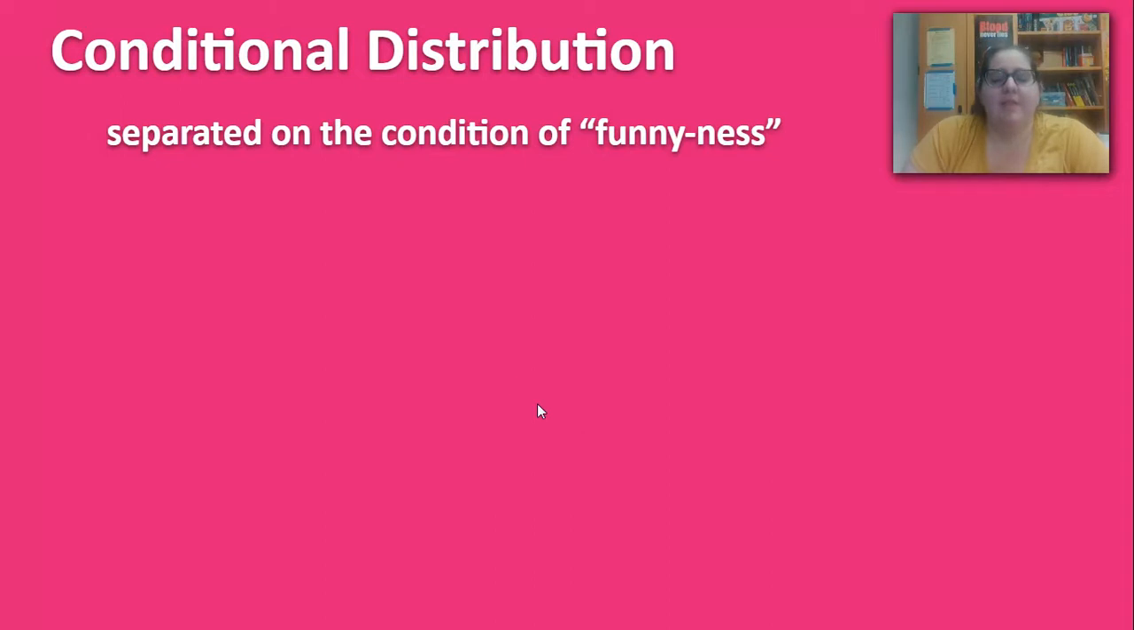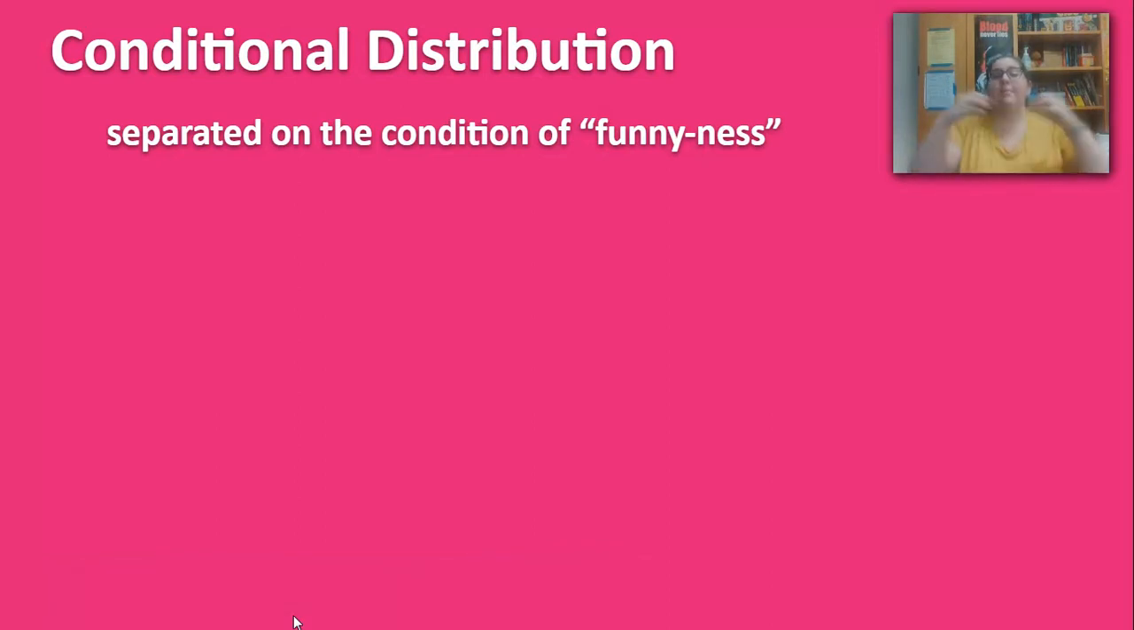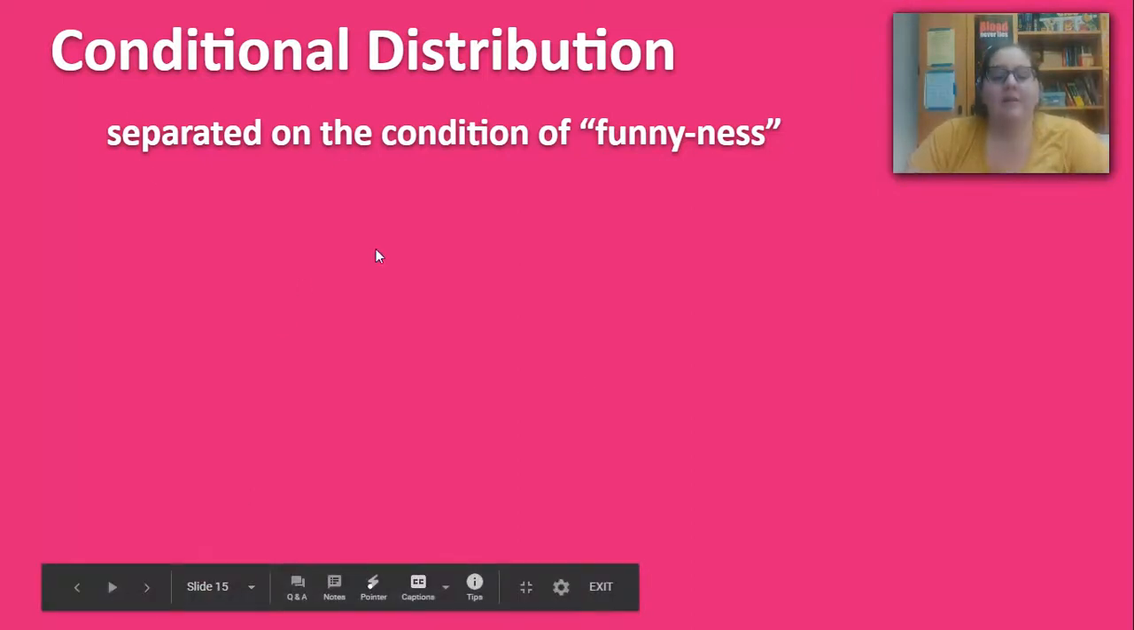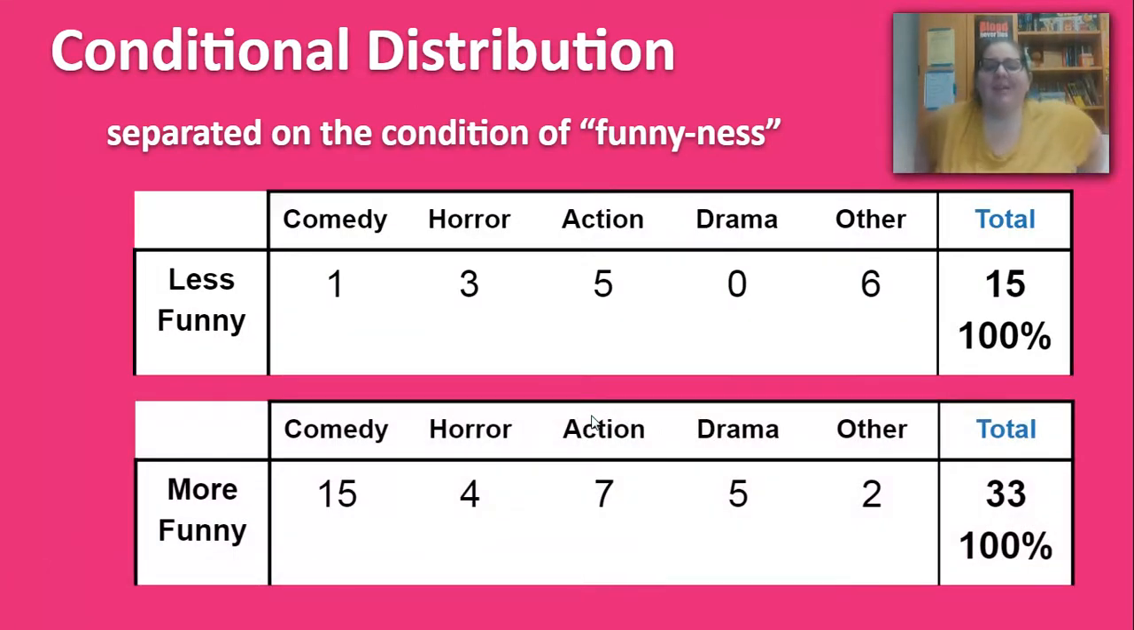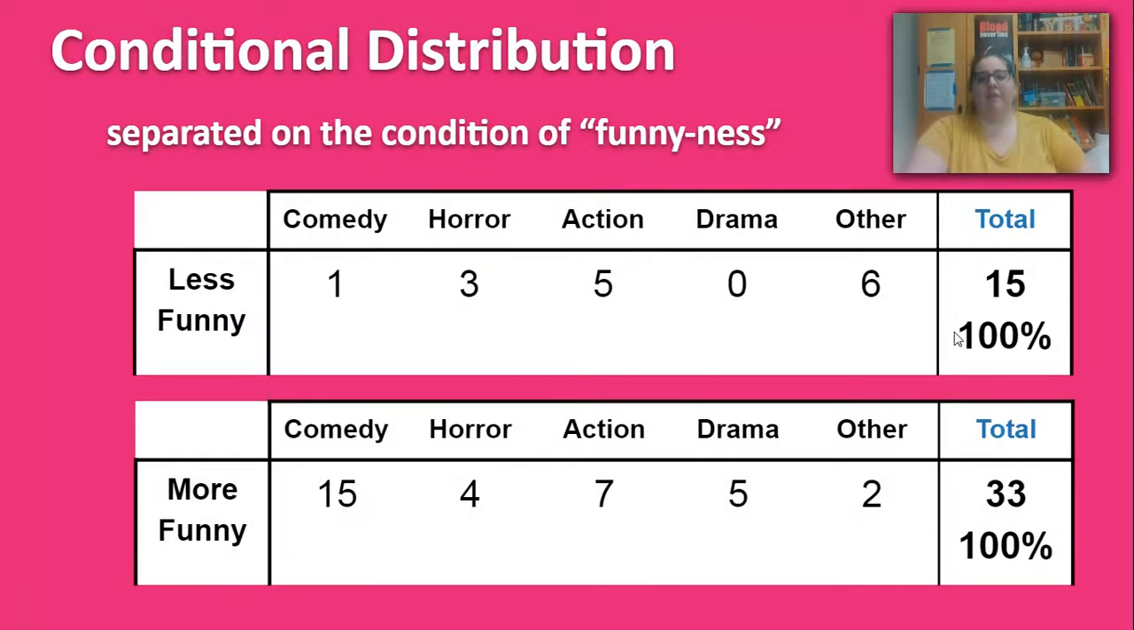Another thing we can do is divide up our table into what we call a conditional distribution. So a conditional distribution separates one of those categorical variables and looks at what are the distributions within each of those options for that category. So for this example, I separated based on the condition of funniness. So looking at, okay, out of the less funny people, I want to know what percent liked comedy, horror, action, drama, or other. And then of the more funny people, what percentage liked comedy, horror, action, drama, or other. So I'm separating it on the condition of funniness.